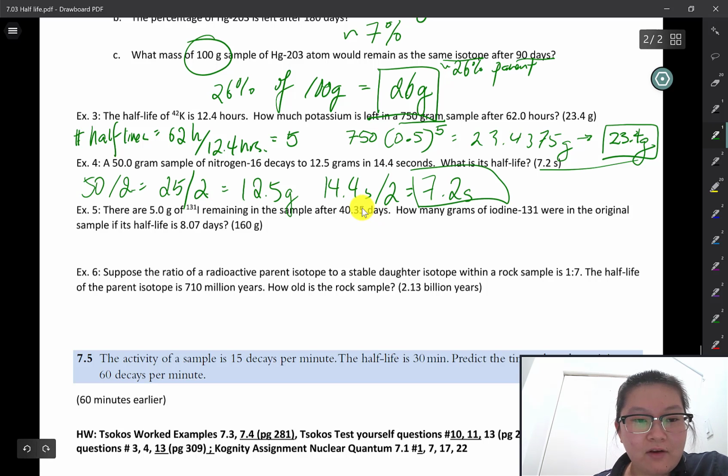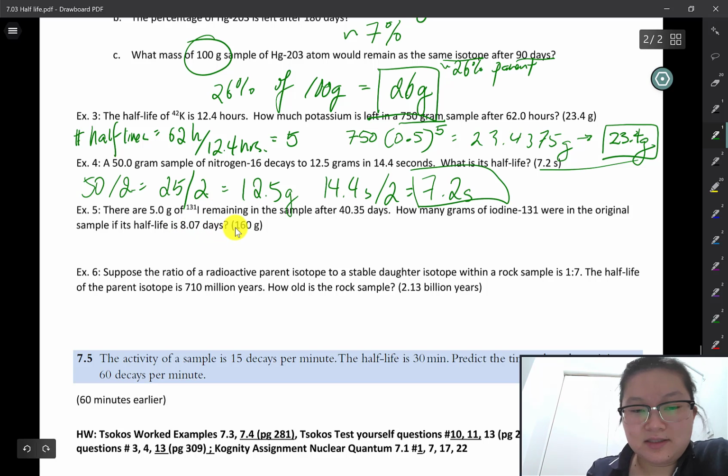There are 5 grams of iodine 131 remaining in a sample after 40.35 days. Oh, so this is the remaining. So this is the parent nucleus. It's not the daughter. Meaning, that's why it's remaining. It's not created or produced. How many grams of iodine 131 were in the original sample if its half-life is 8.07 days?